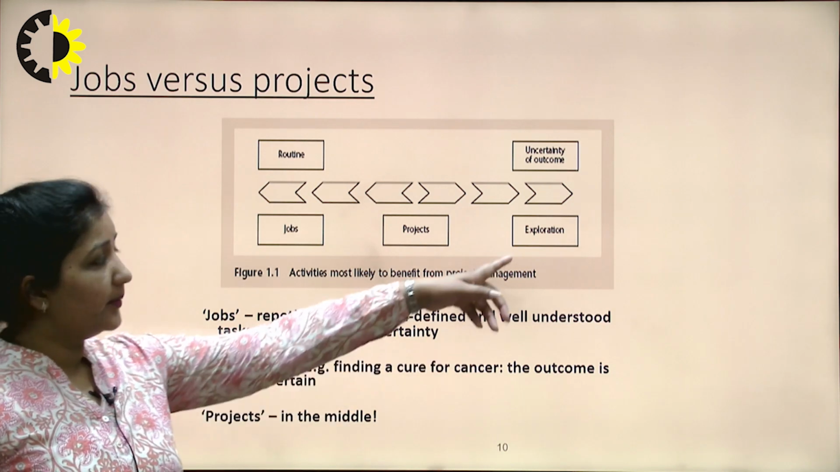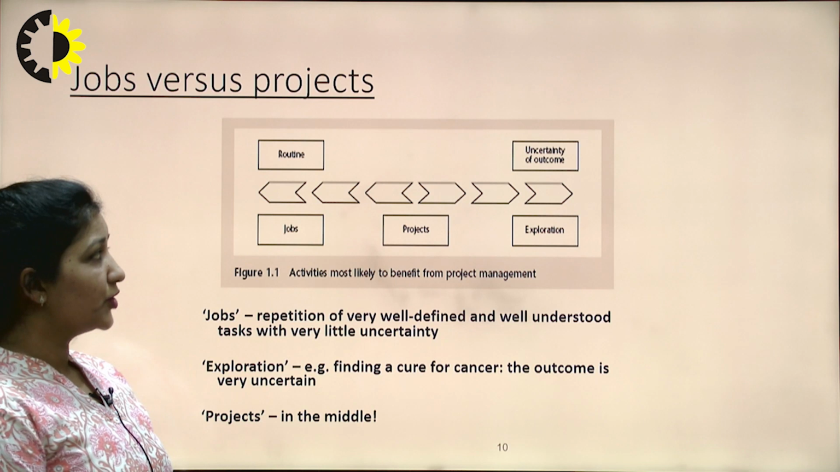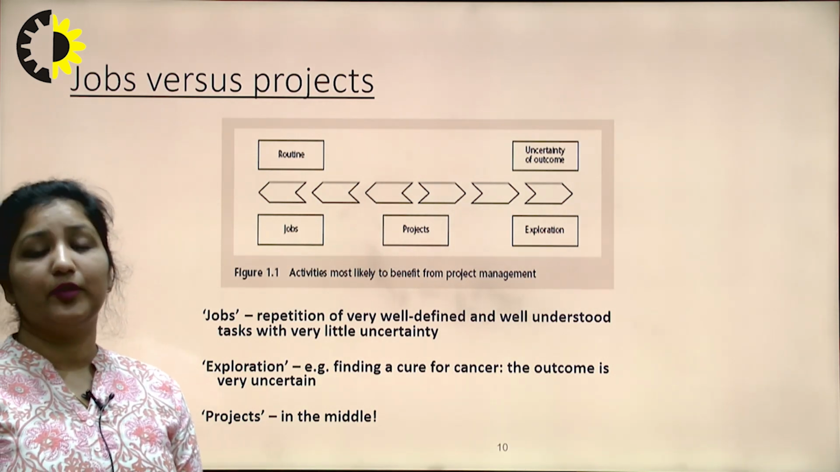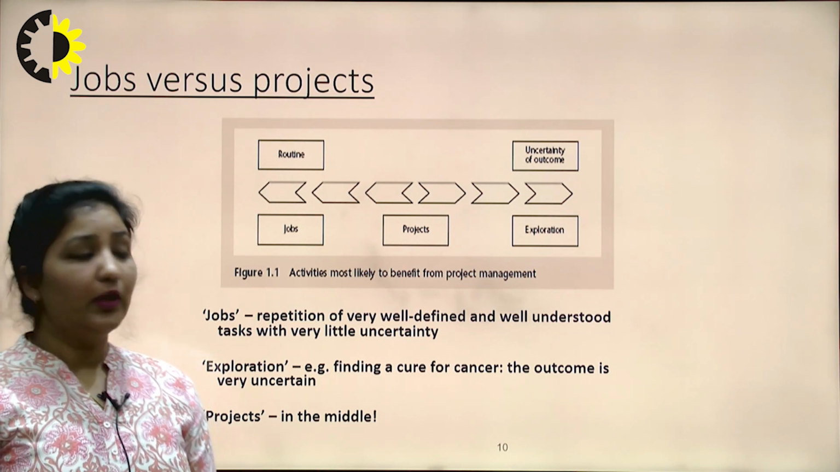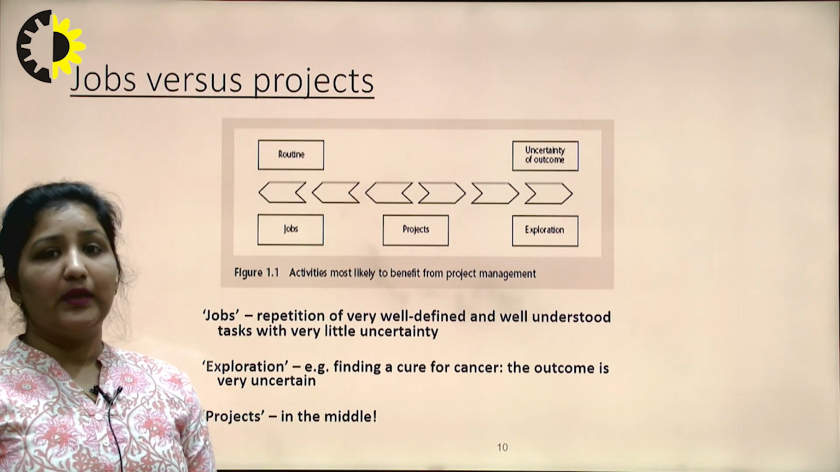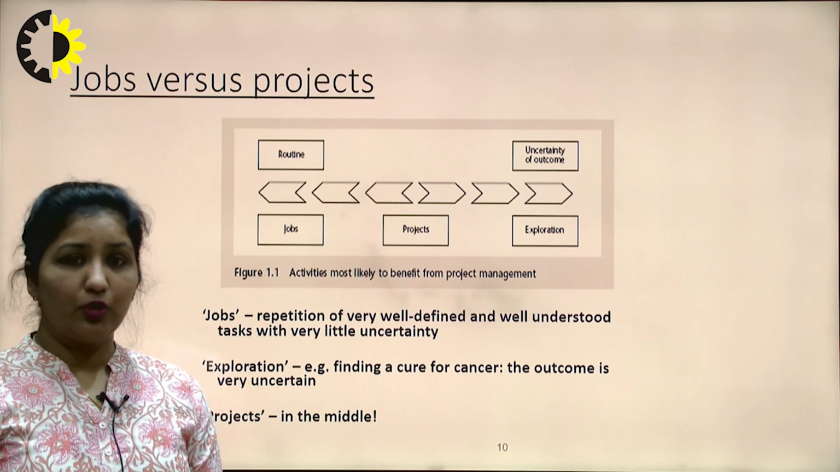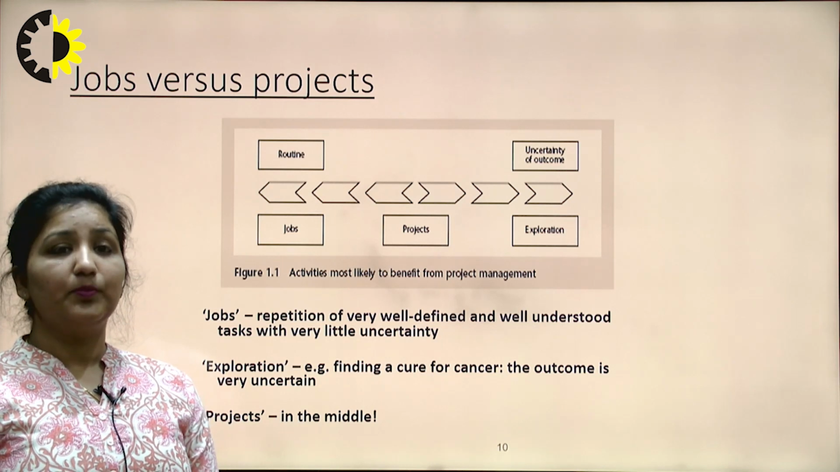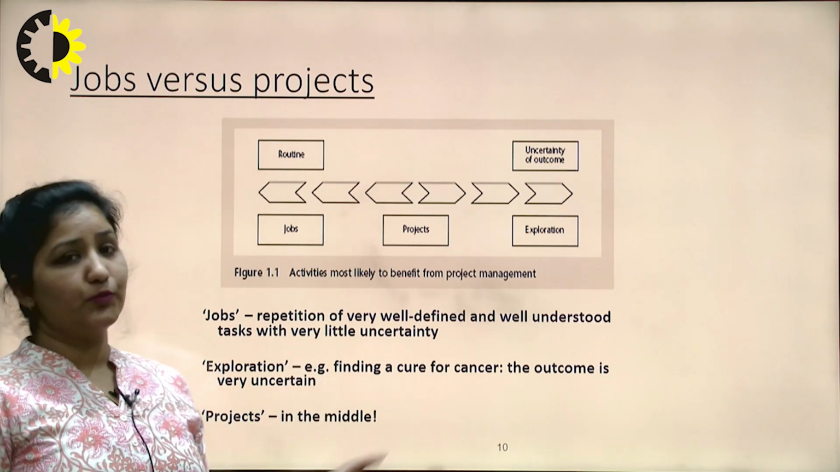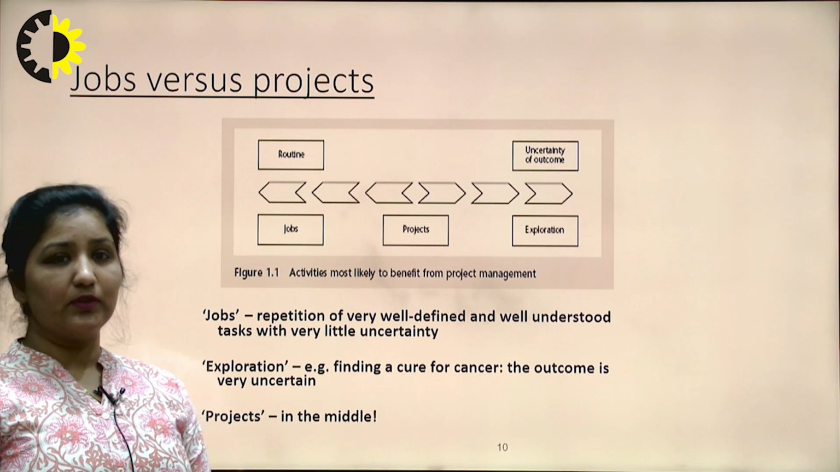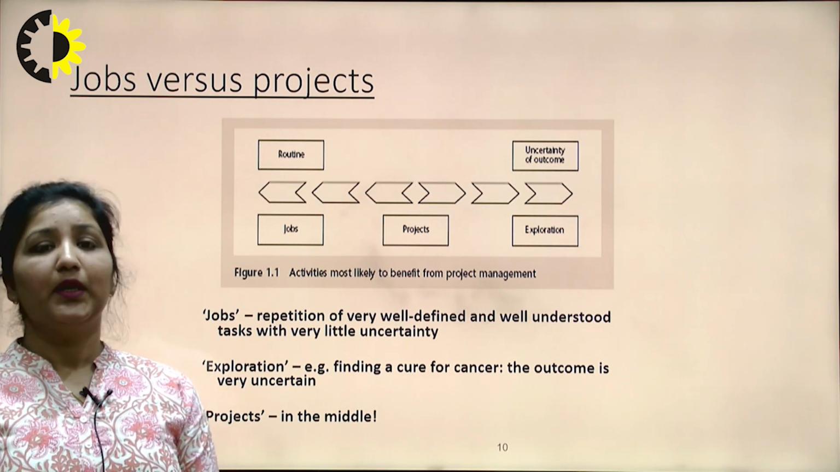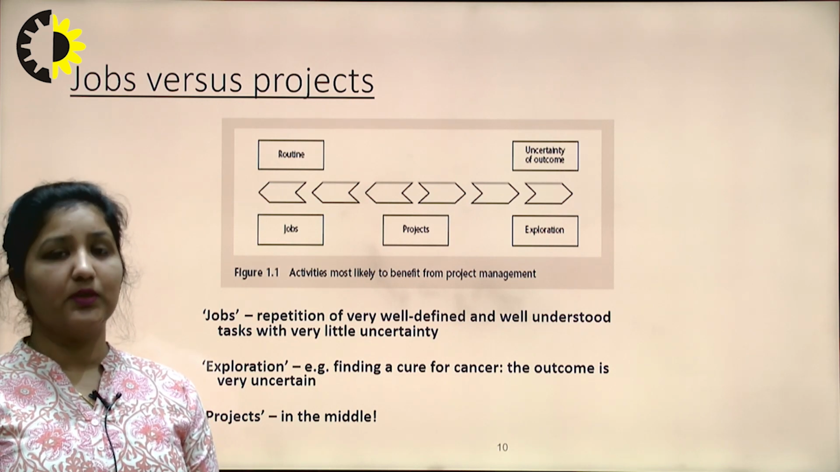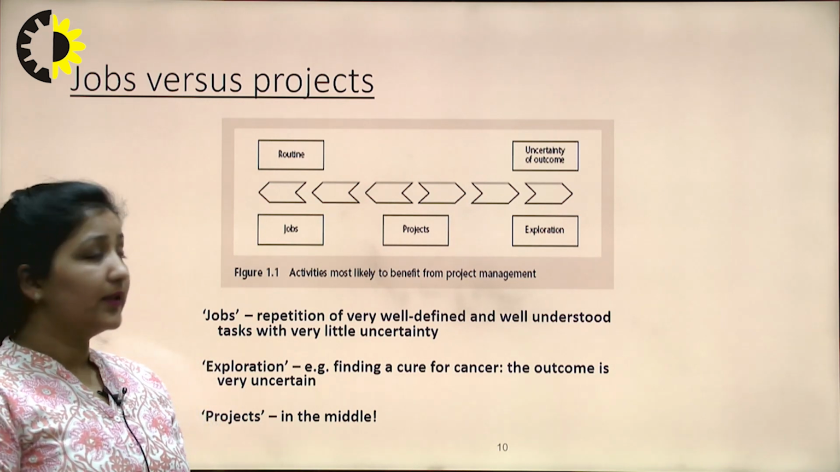And the final part is the exploration part, where there is uncertainty of outcome. For example, we are trying to find a cure for a disease, and the outcome is very uncertain because we do not know whether we will be successful or not. That becomes the exploration part. The project always lies between the job and the exploration. That means it has some uncertainty: the uncertainty in a project is more than a job but less than that of exploration.